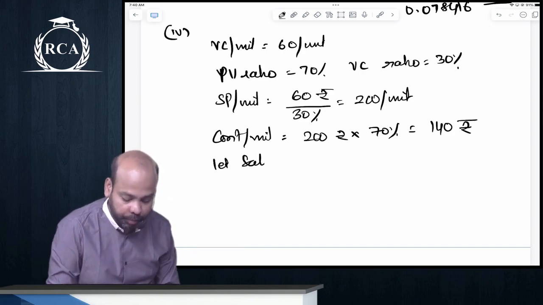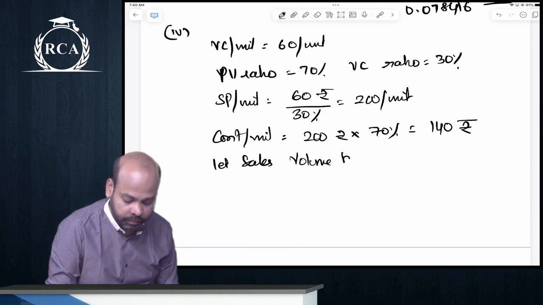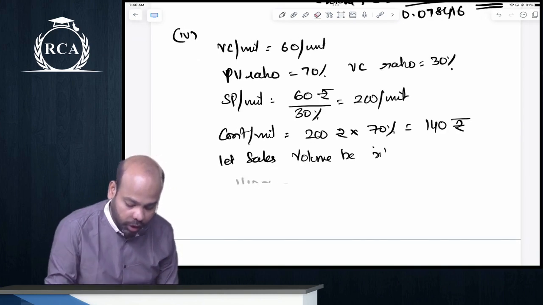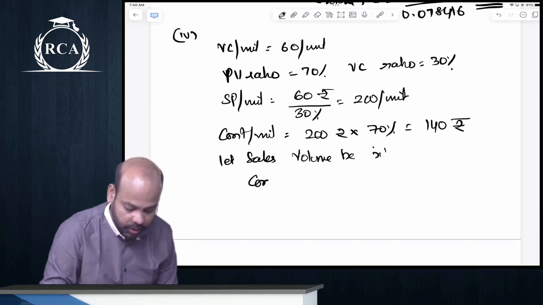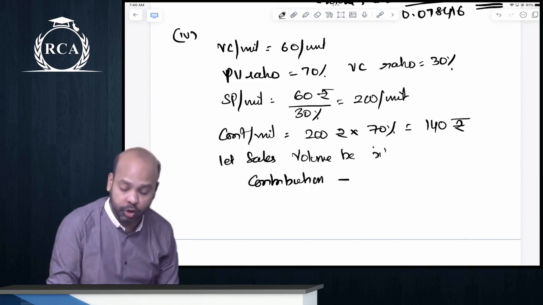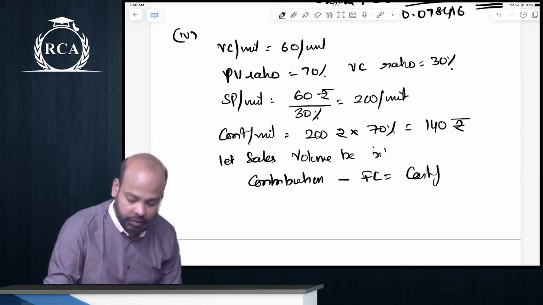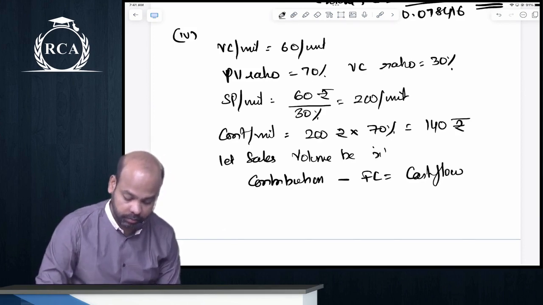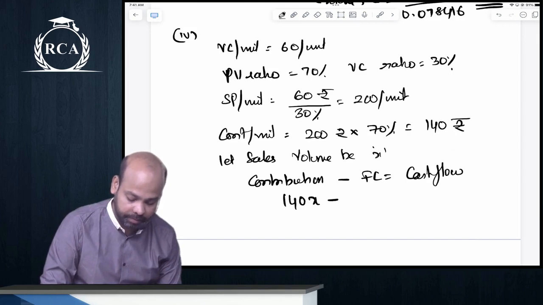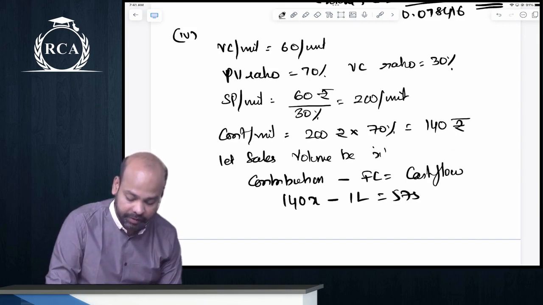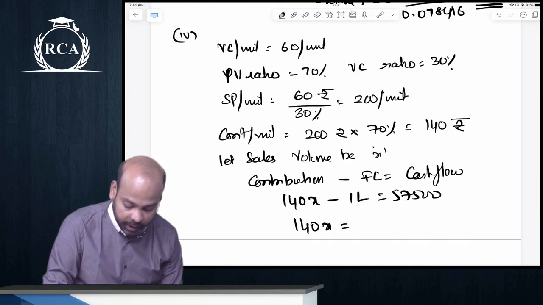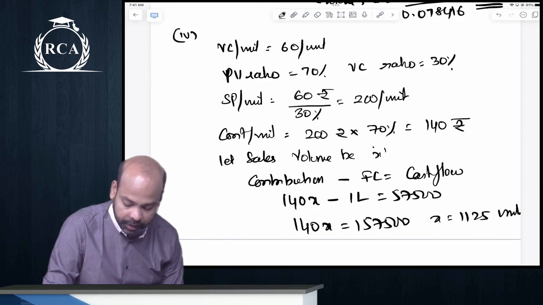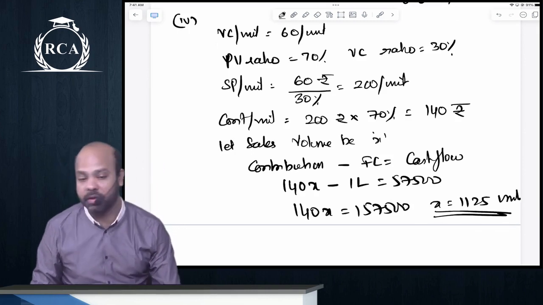Let the sales volume be X. If the sales volume is X, beta, I'll write 140X. Sorry. Total contribution minus fixed cost, beta, is equal to how much? Contribution minus fixed cost is equal to your cash flow. So this will be 140x minus fixed cost 1 lakh is equal to 57,500. 140x is equal to 1 lakh 57,500, x equals 1125 units. This, beta, will become the sales volume.